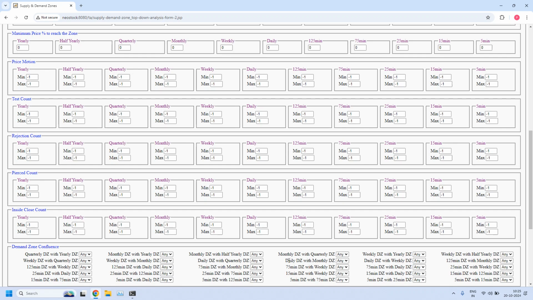How I am verifying here: a weekly demand zone with monthly demand zone confluence. That means the weekly demand zone should be part of the monthly demand zone. And next, weekly demand zone with quarterly demand zone confluence filter. The weekly demand zone should also be part of the quarterly. And also, the monthly demand zone should be part of the quarterly demand zone. That is what LTF, ITF, HTF means. With these 3 filters, the meaning is the weekly demand zone is part of the monthly demand zone, and both weekly and monthly together are again part of the quarterly demand zone.